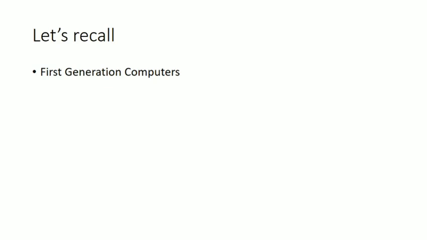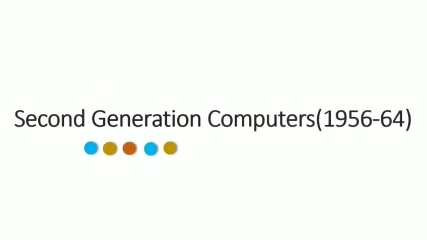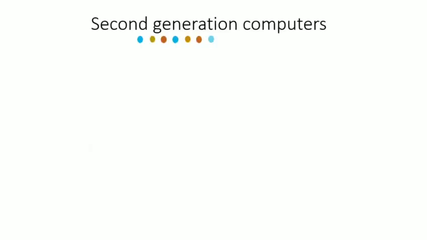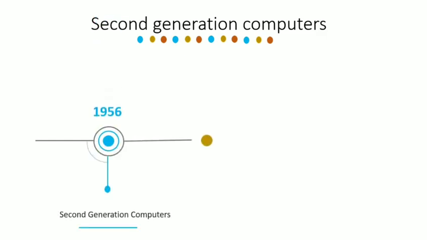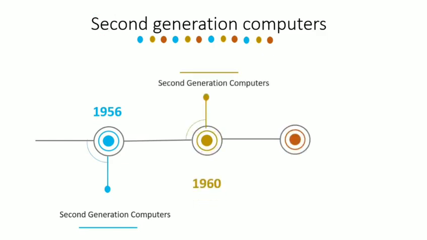Now today we are going to learn about second generation computers. So let's start with second generation computers. Second generation computers were used between the year 1956 to year 1964.